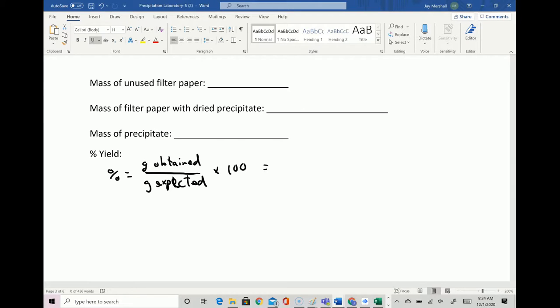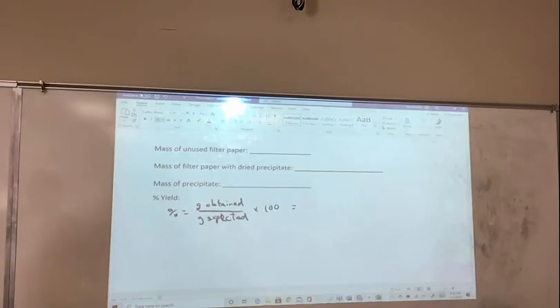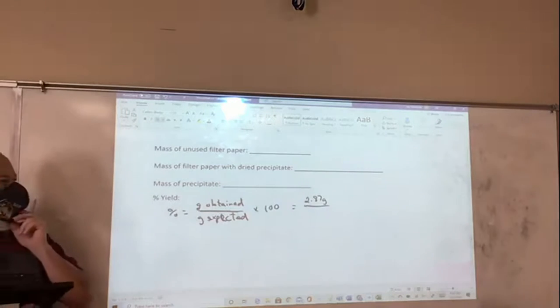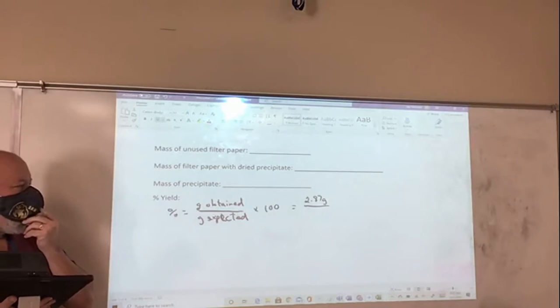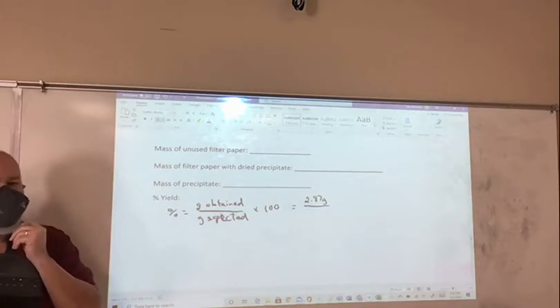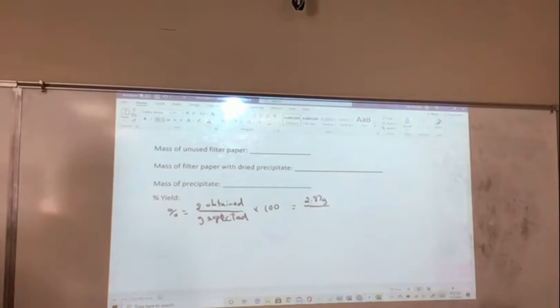How many grams, so I'm just going to do this for one of you. Aspen, what was the mass of the precipitate in your group? 2.87. 2.87 grams. Okay. Now, did we figure out yet what the grams expected is? Do I have that information?